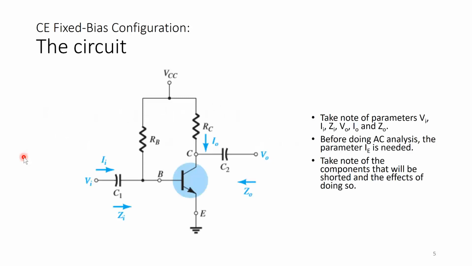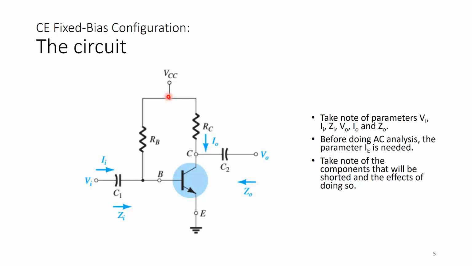So this is the circuit. We have seen this, the fixed bias configuration, when we covered DC analysis. But now we're going to look at this same circuit, assuming that it's been biased at the required Q point in DC analysis, and we're going to do an AC analysis on this. Okay, so the fixed bias, as we know, has a resistance RB connected between the base terminal and VCC, and RC from the collector terminal to VCC.